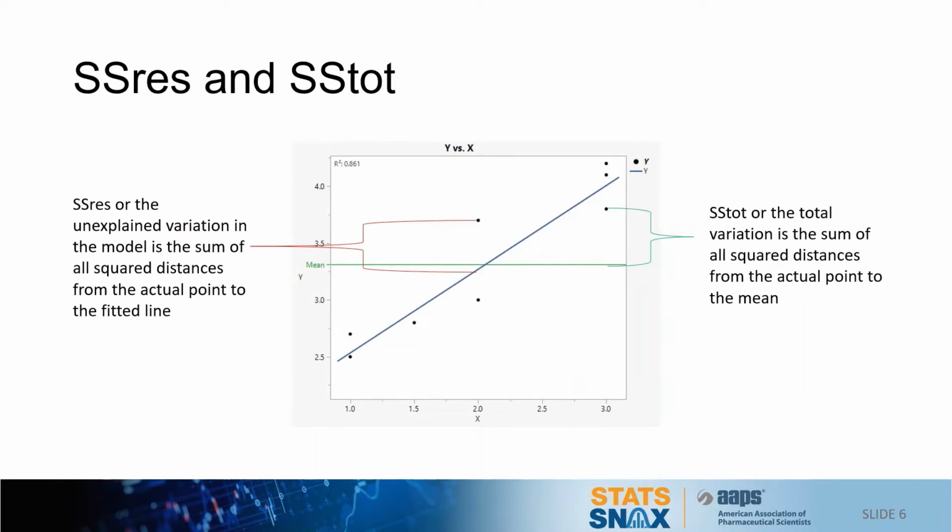For reference, two terms will help one understand how R squared and R squared adjusted are calculated: sums of squares residual, or SS-res, and sums of squares total, or SS-tot. SS-res is the unexplained variation in the model. To calculate SS-res, one adds up the squared distances from the actual data point to the fitted line. And to calculate SS-tot, one adds up the squared distances from the actual point to the mean. These two values are used to calculate R squared and R squared adjusted.